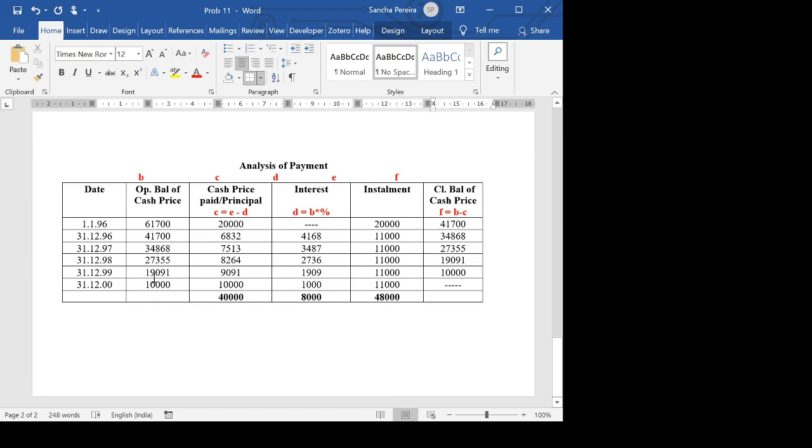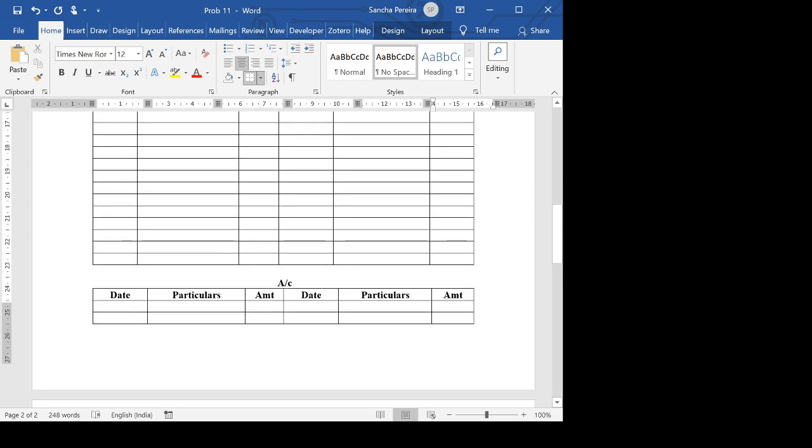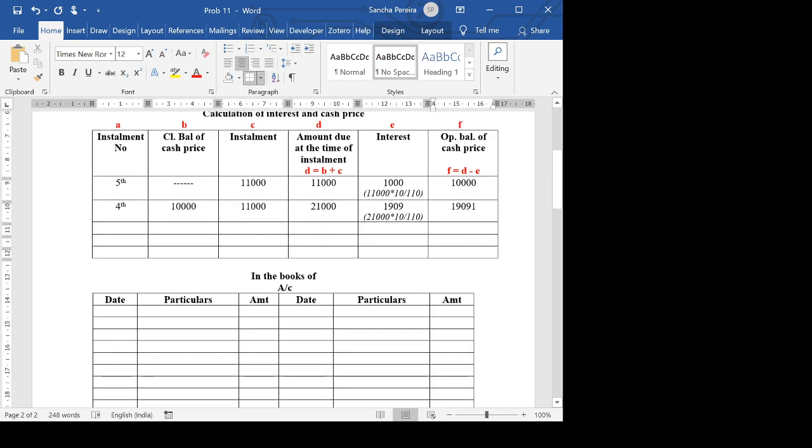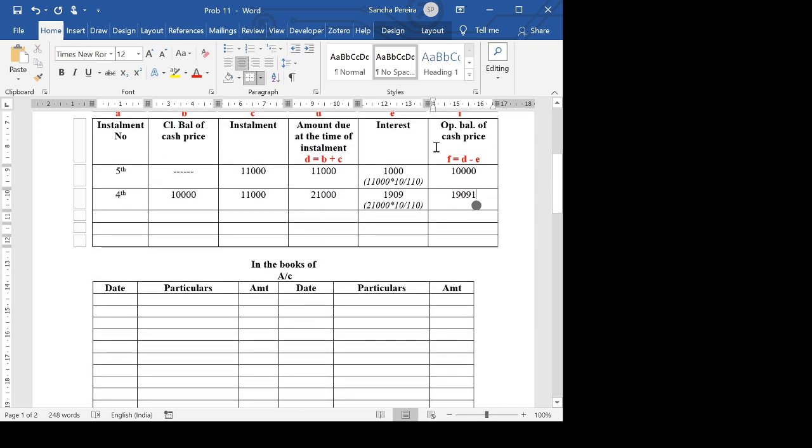Let's see our table. Opening balance of cash price, the interest. We are not looking much at this column, we are not calculating anything that is required in this column, because we don't know how much the cash price paid. That's the whole reason we are doing this calculation. So coming to the third year now.